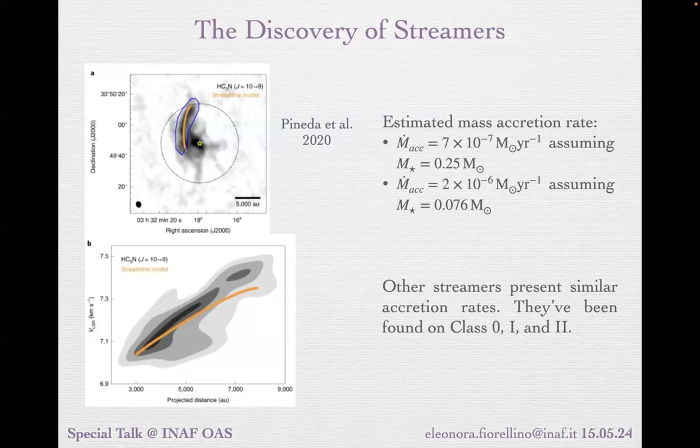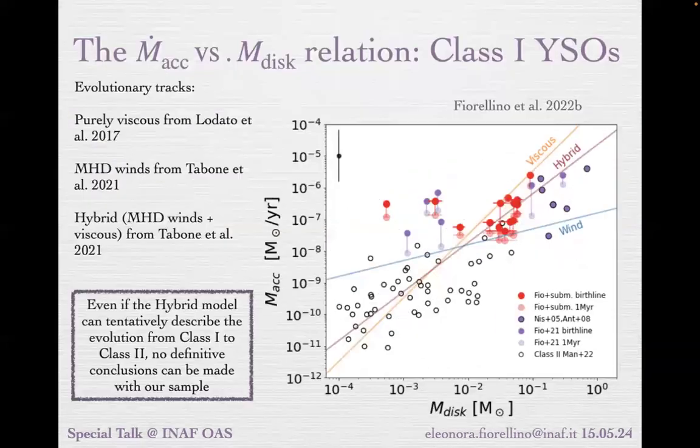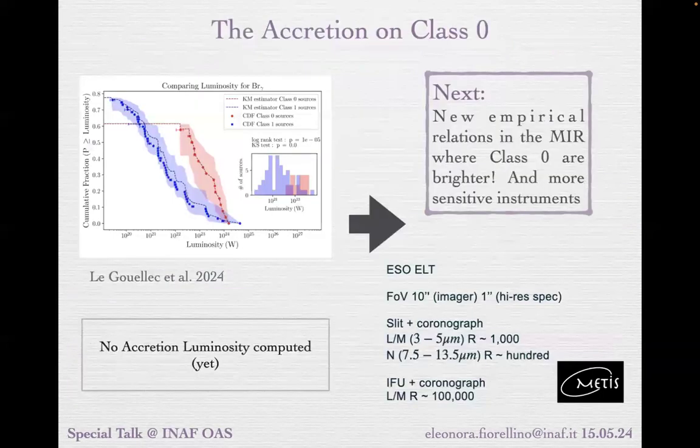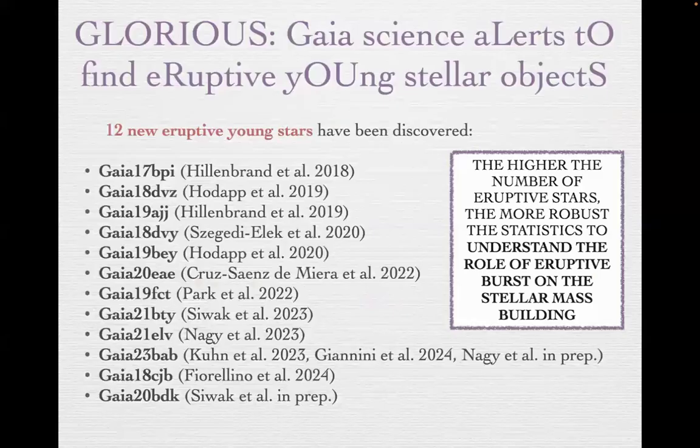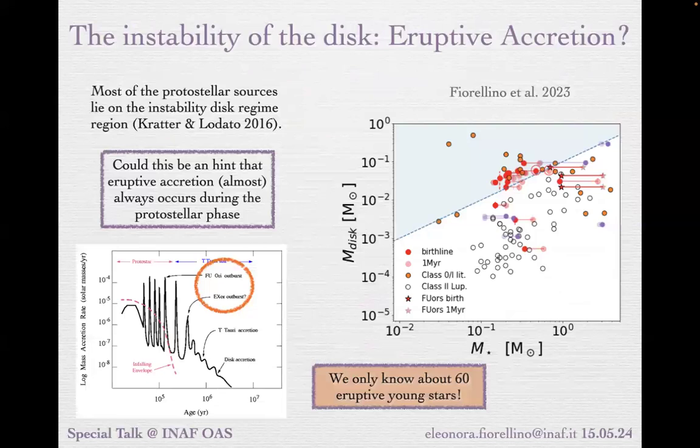Yes, go. And then you. At some point you mentioned some instability in the disk. Can you tell more about which kind of instability it is and how it's related to the eruptive objects? Sure. I think you're referring to this slide. Yes. So the instability is basically the gravitational instability of the disk.